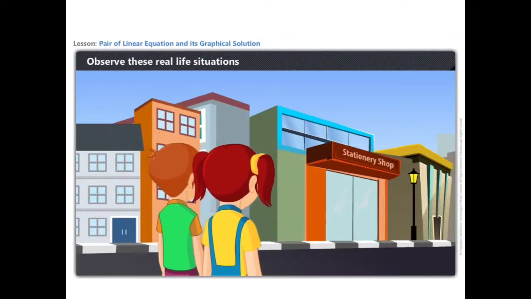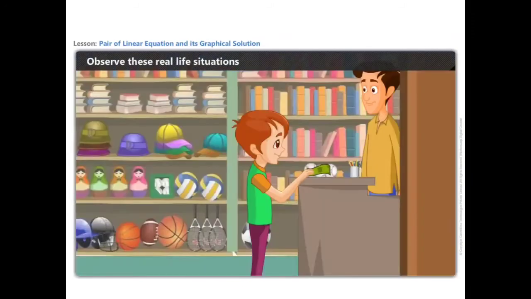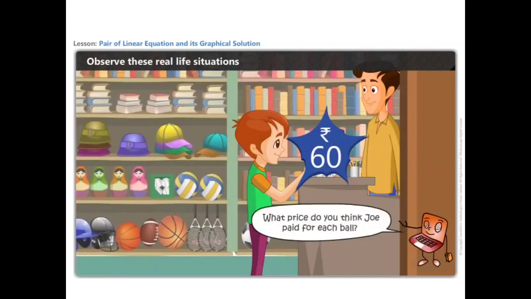Joe and Alice have both come to City Store. Joe buys 3 cricket balls of the same price for his upcoming match by paying an amount of rupees 60 to the shopkeeper. What price do you think Joe paid for each ball?